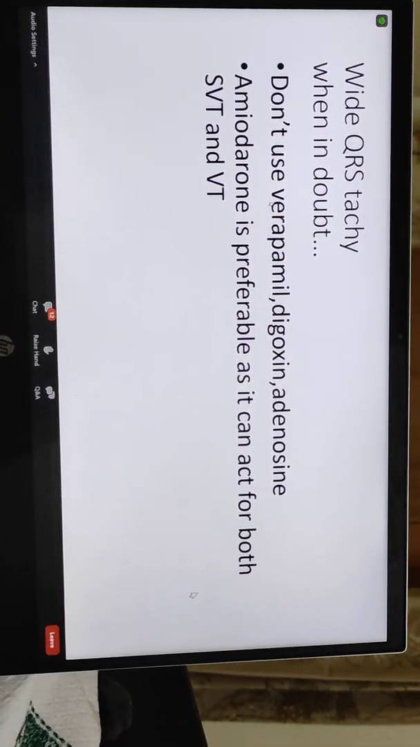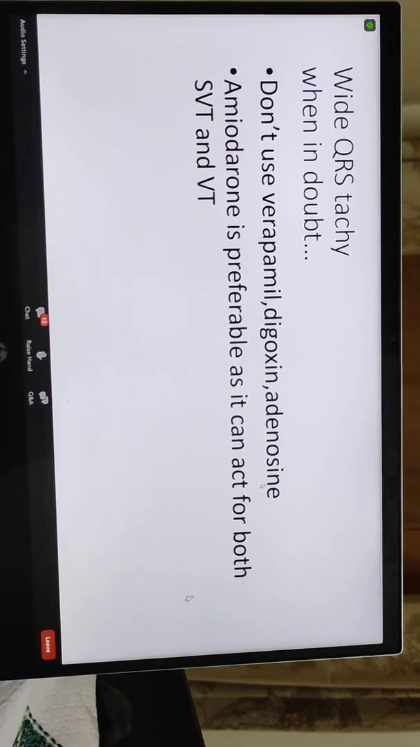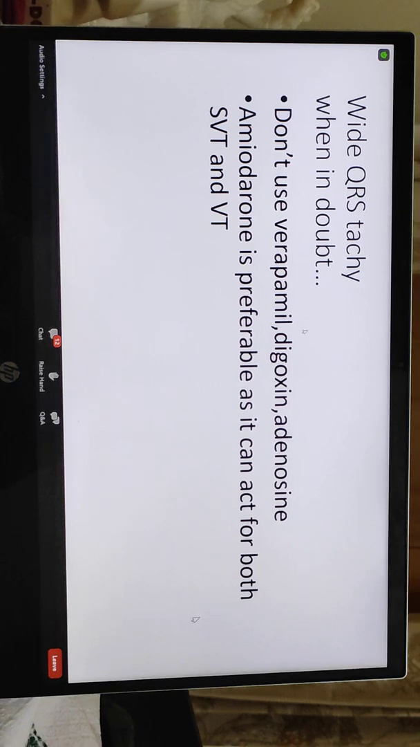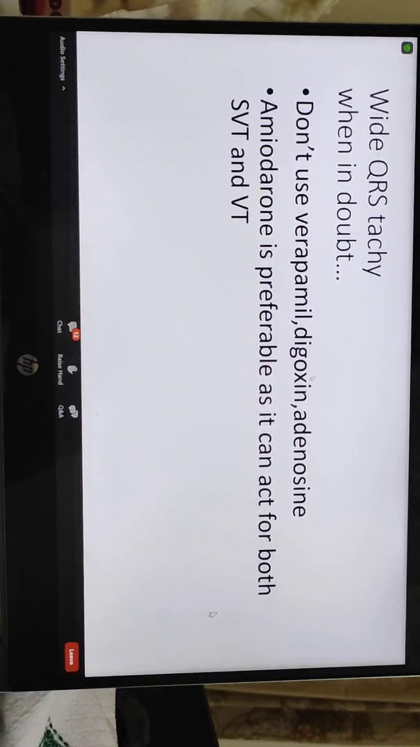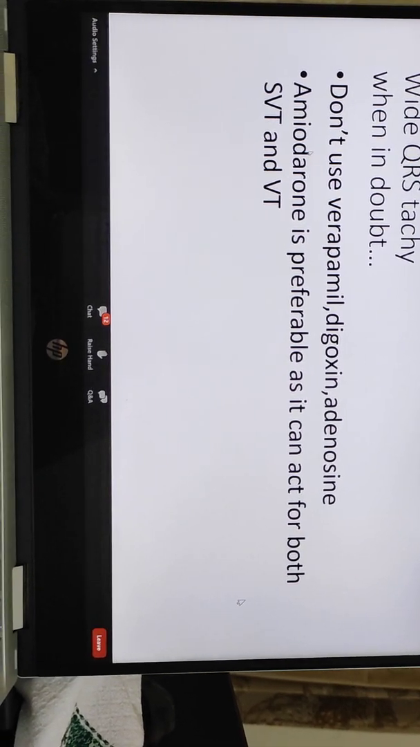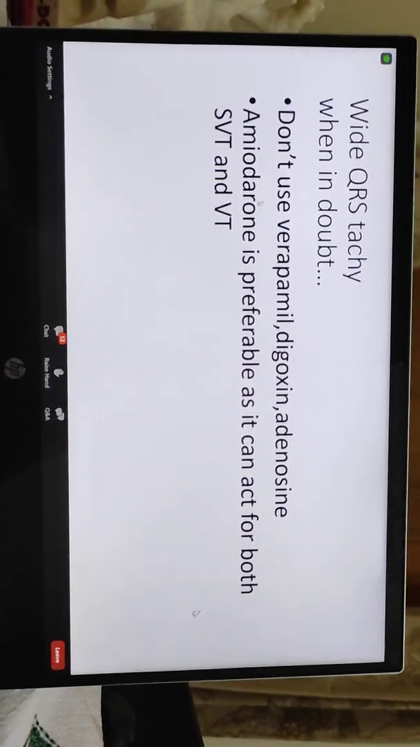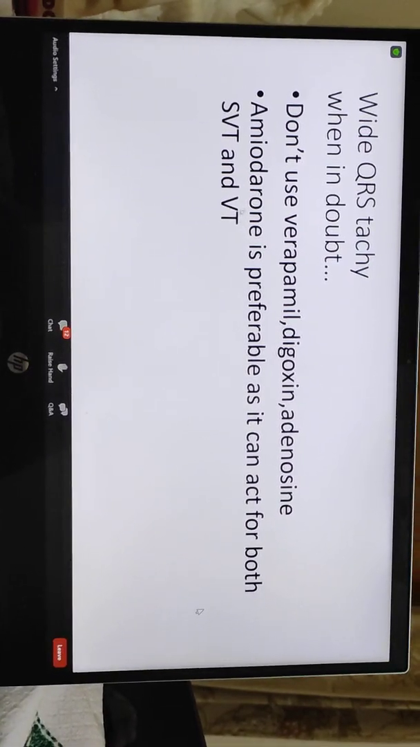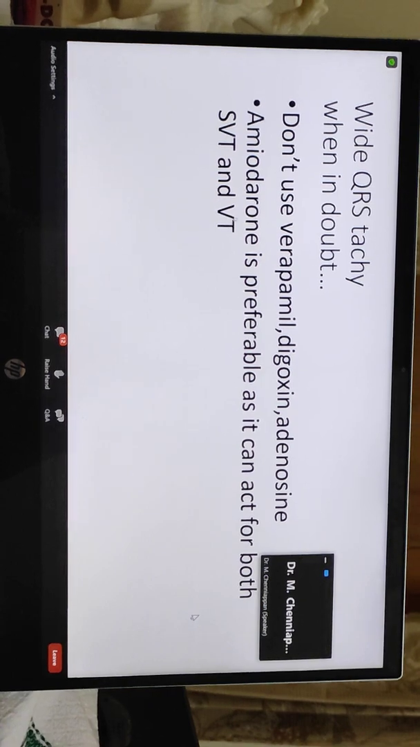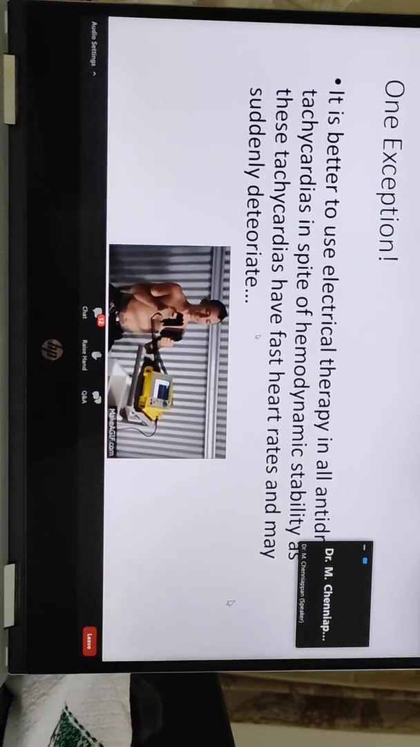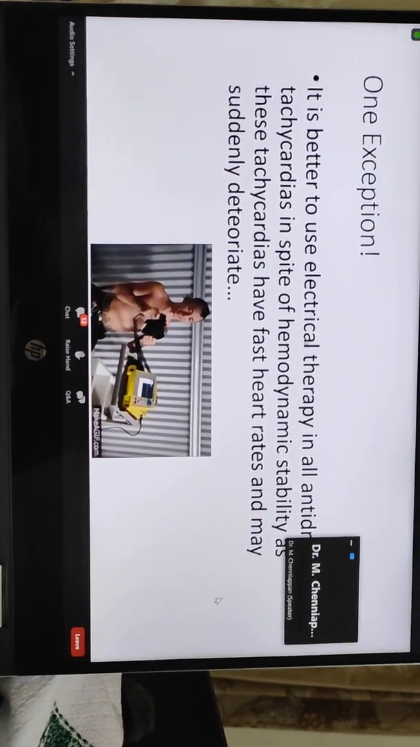So that's why these drugs should not be given whenever you suspect a wide QRS complex tachycardia, which can be a ventricular tachycardia, an antidromic regular tachycardia or an antidromic irregular tachycardia. Amiodarone is the preferable drug because it acts on the accessory pathway as well as the normal conduction system, and it is also a good drug for a wide QRS complex tachycardia due to ventricular tachycardia.